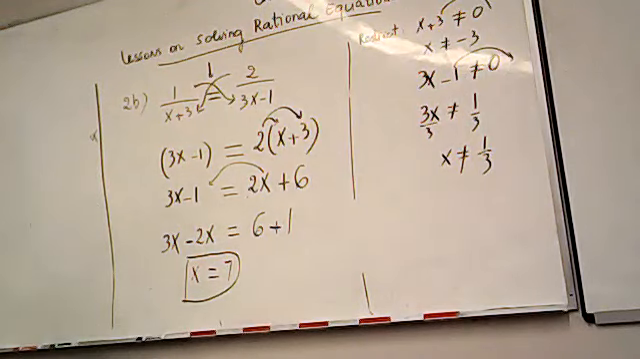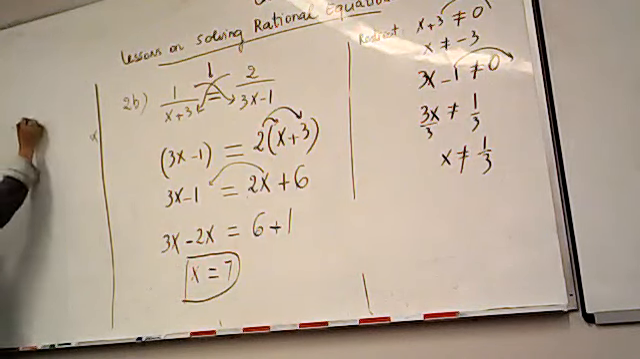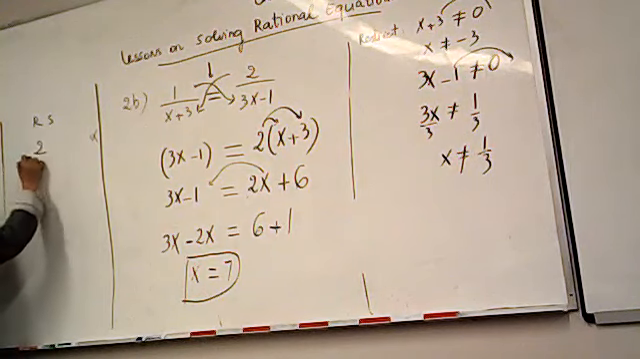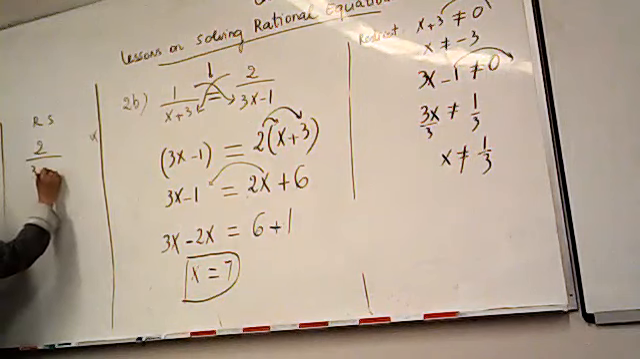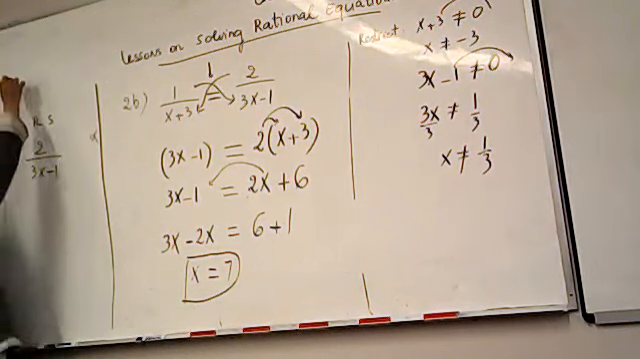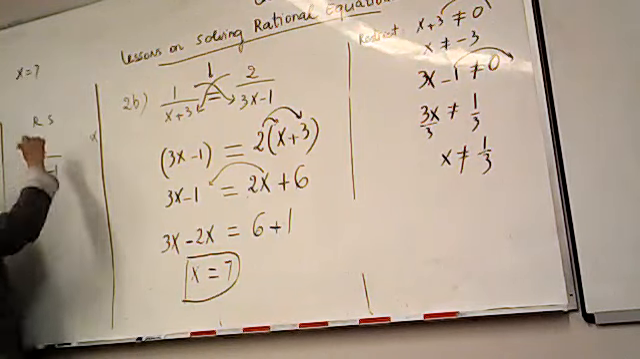So, can we verify? Let's verify and see how. Left side, right side. My left side is 1 over x plus 3. My right side is 2 over 3x minus 1. When you verify, always put back in the original, right? You're not going to put in a different one in the process. So our answer is x equals 7.